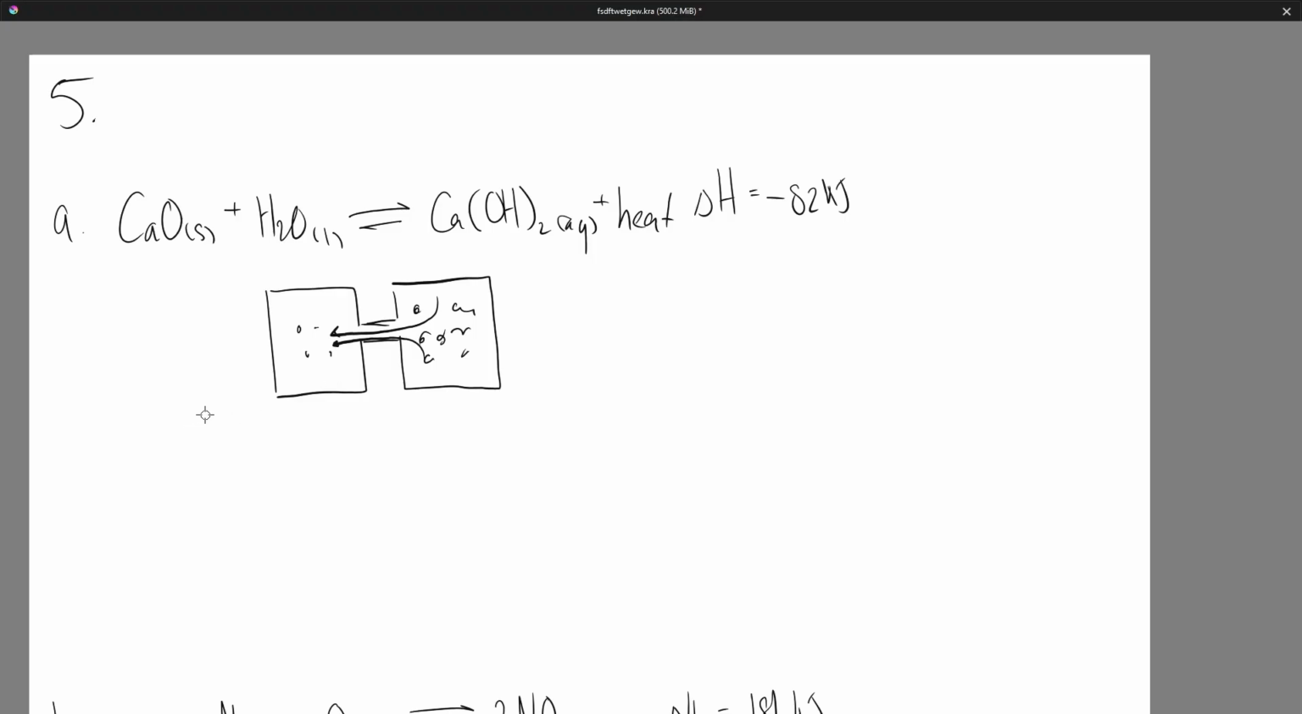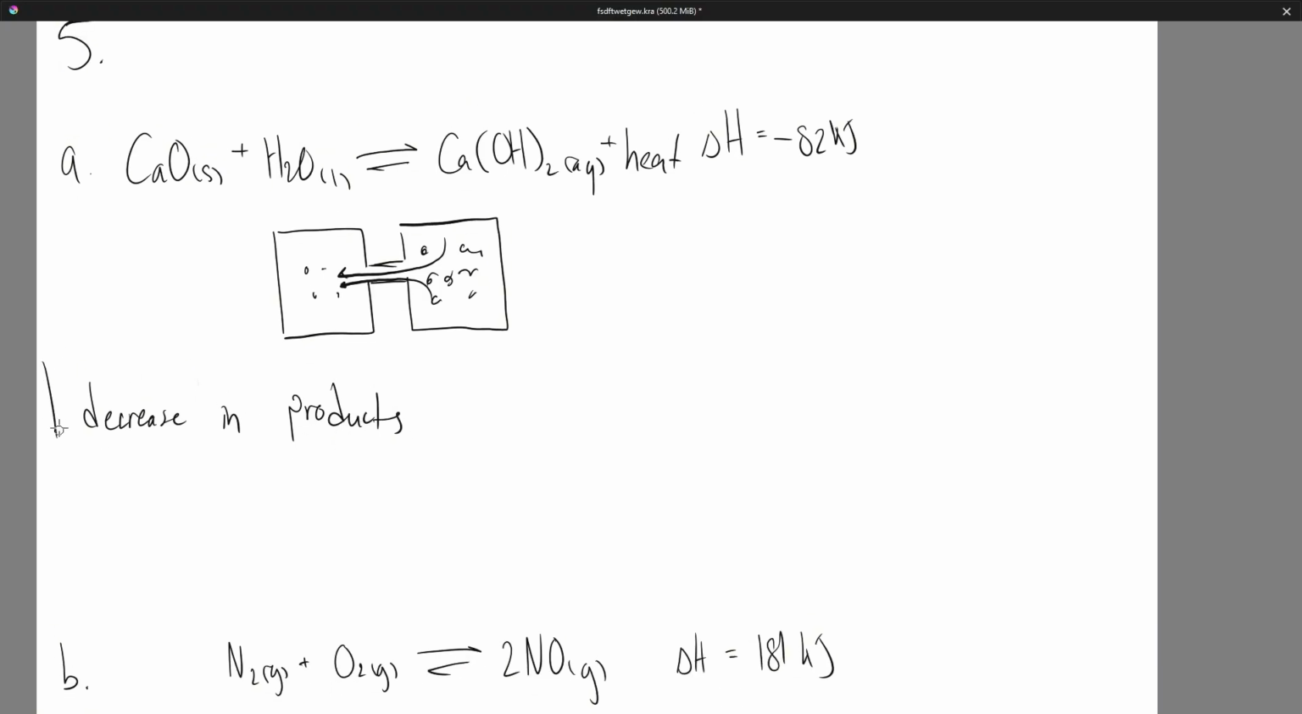So the answer for A would be a decrease in products. You can put an arrow. You should write it out actually. Write it out as decrease in product, and box that just in case. So this is the only answer you need to give: just an increase or decrease in products.